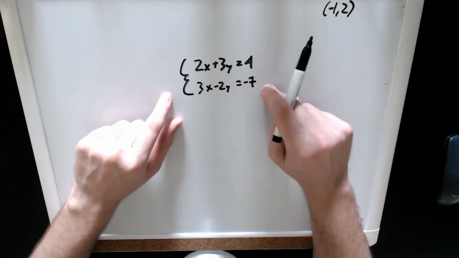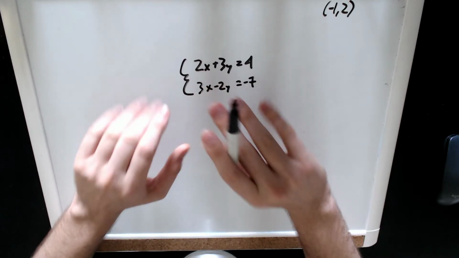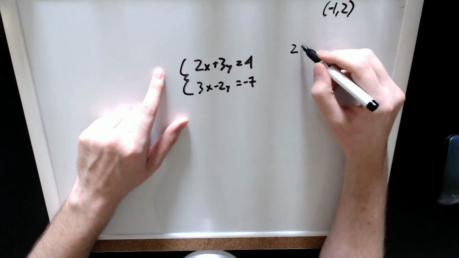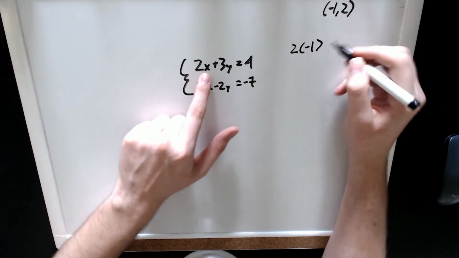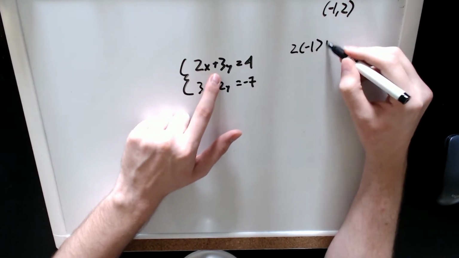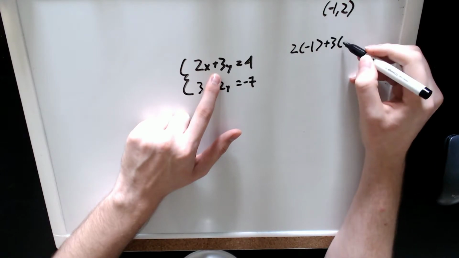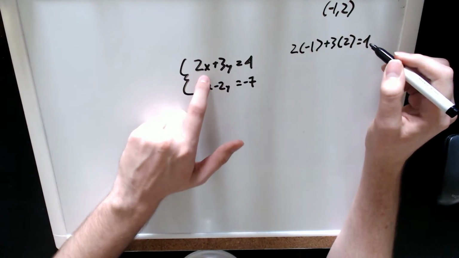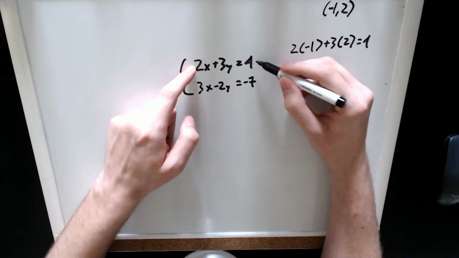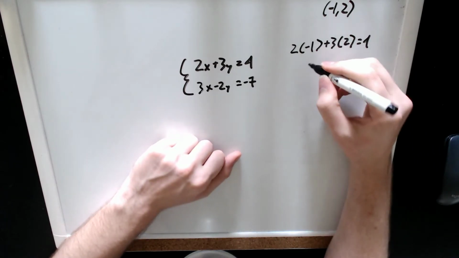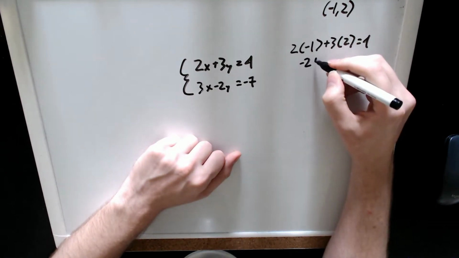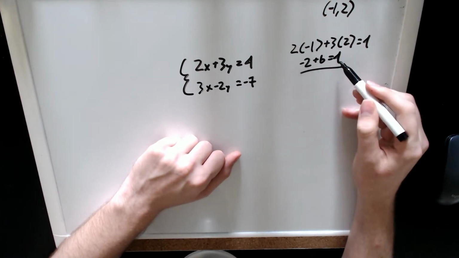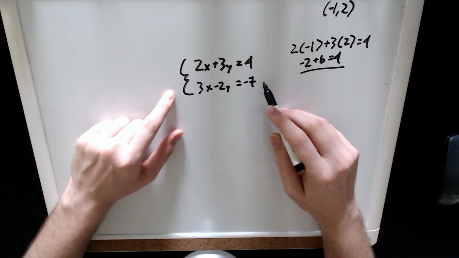Another way you can check that, real quick before we move on to the other way, is to plug this back in. If we have 2 times negative 1, because x is negative 1, plus 3 times y, which is 2, equals 4. So we're substituting the x and y values back into this function and seeing what happens. Negative 2 plus 6 equals 4. Isn't that right? 6 minus 2 equals 4? All right, so that one checks out.